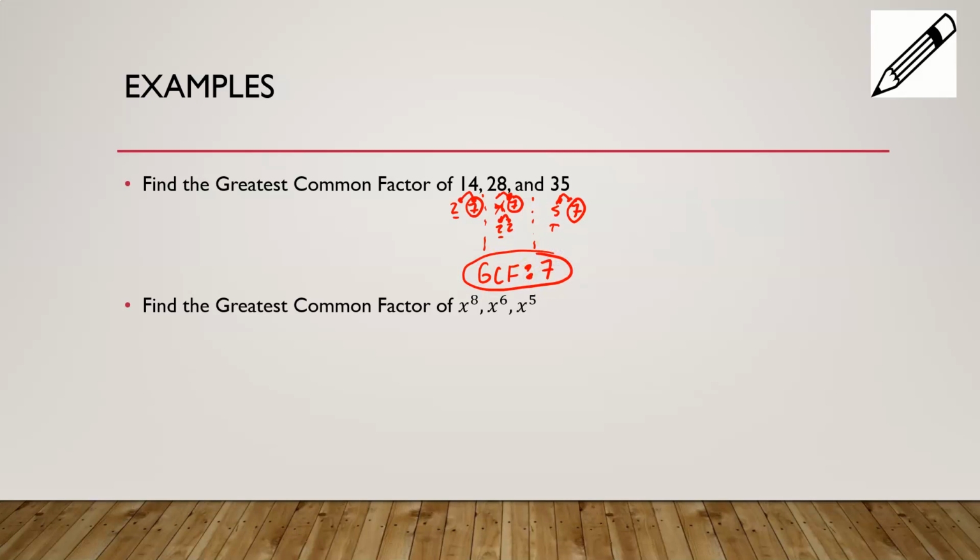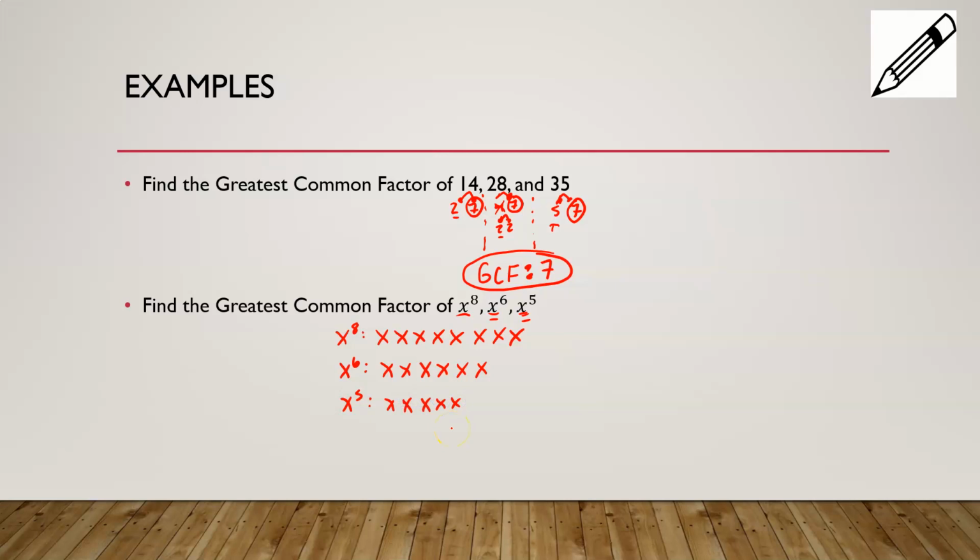Now the second part of this example, or the second example on this slide, shows that we can use the same strategy with variables. Now, if I have x to the 8th power, remember, x to the 8th power means I'm going to multiply x by itself 8 times. Okay, that's the first one. Then I take x to the 6th power. That means I'm going to multiply x by itself 6 times. And finally, I have x to the 5th power. Multiply that by itself 5 times.